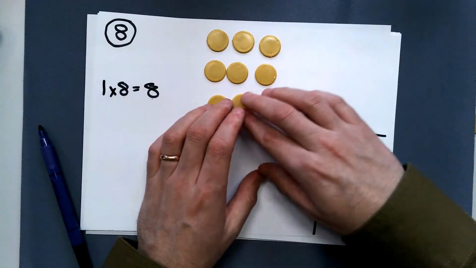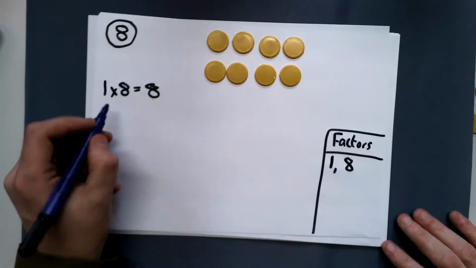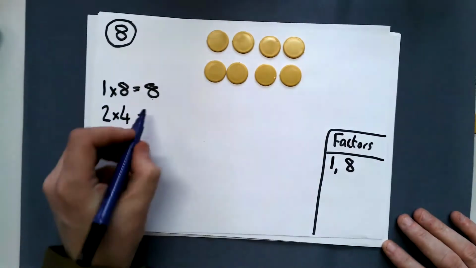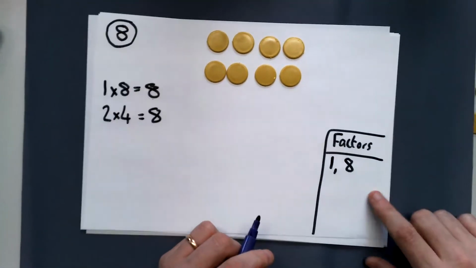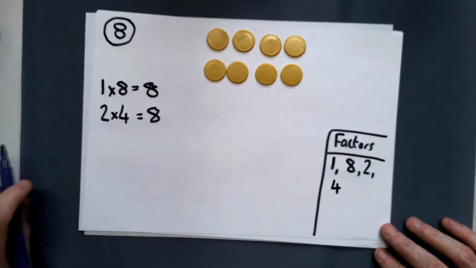What about 4 times? Aha. So I've got 2 times 4. There we go. So 2 times 4 is equal. 2 rows of 4 will equal 8. So down in my factor list, I've got 2 and I've got 4.